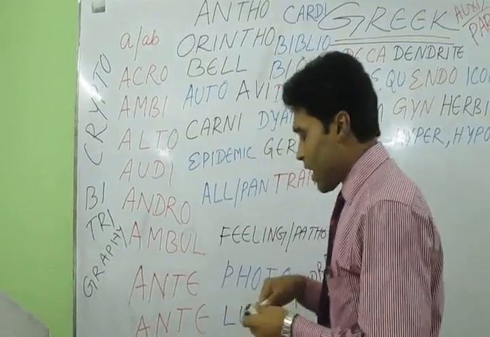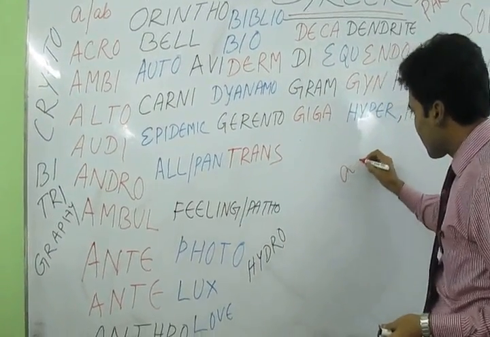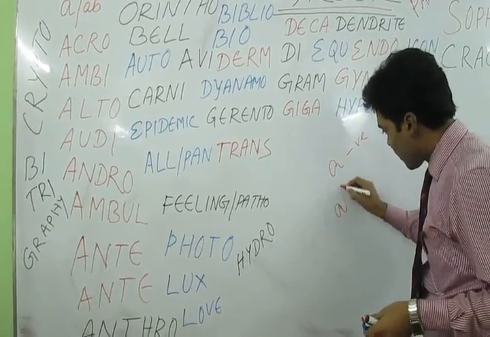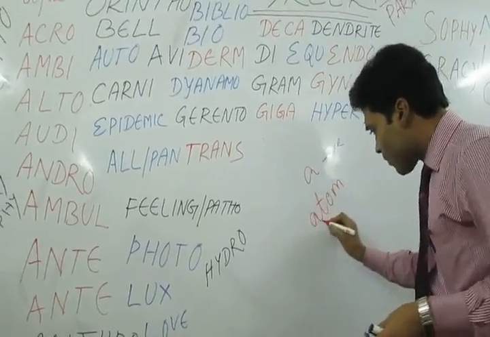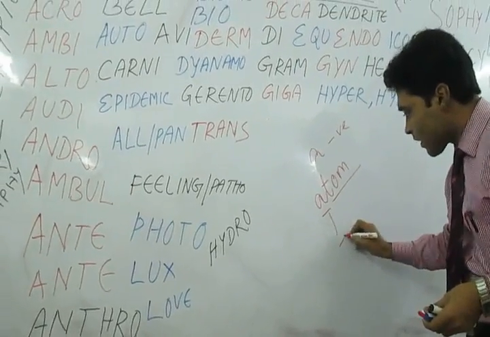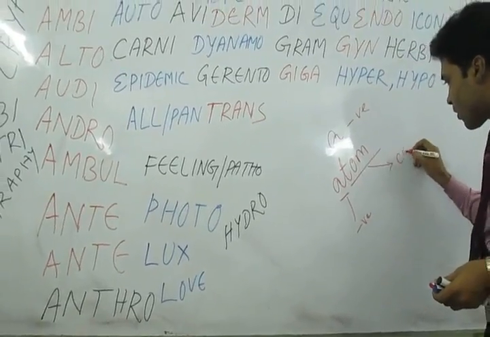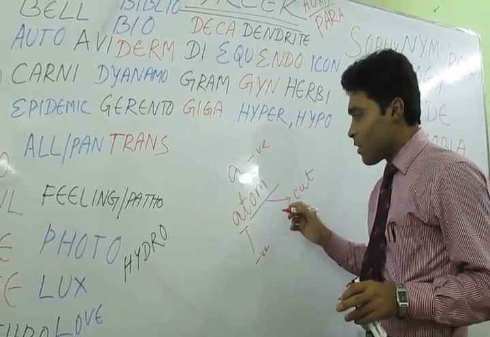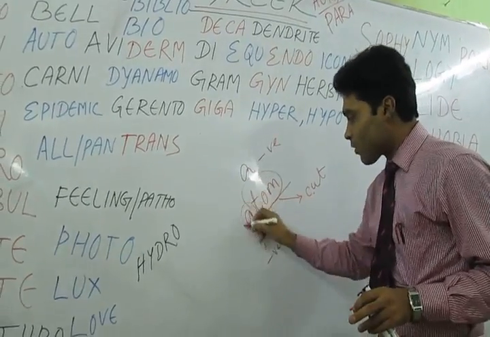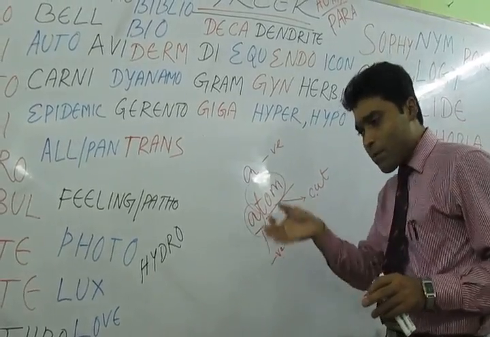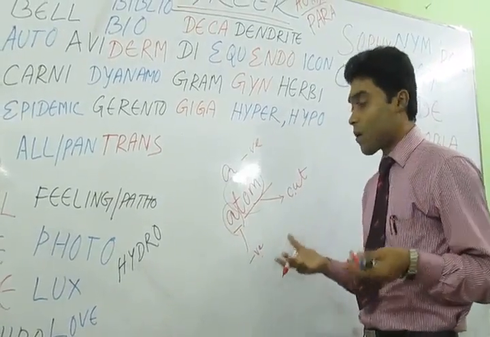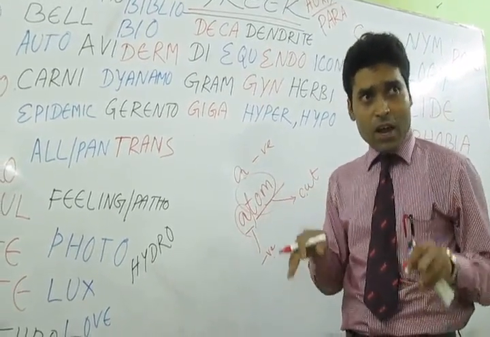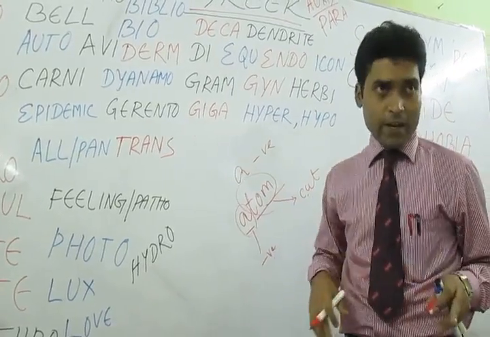A means negative. Suppose one word for your understanding: atom, A-T-O-M. If you see A and Tom, A is negative and Tom means cut. That means which cannot be cut further is known as atom. So Tom means cut, A means negative, so atom means which cannot be cut further. Though we can split the atom as per science into electrons, neutrons, protons, but in English literature, atom means the tiniest particle or the smallest particle.